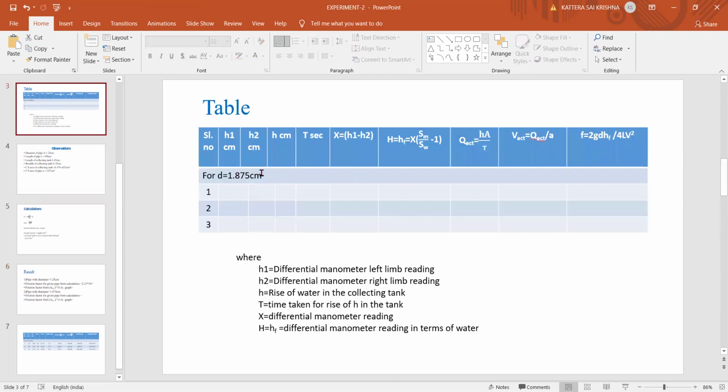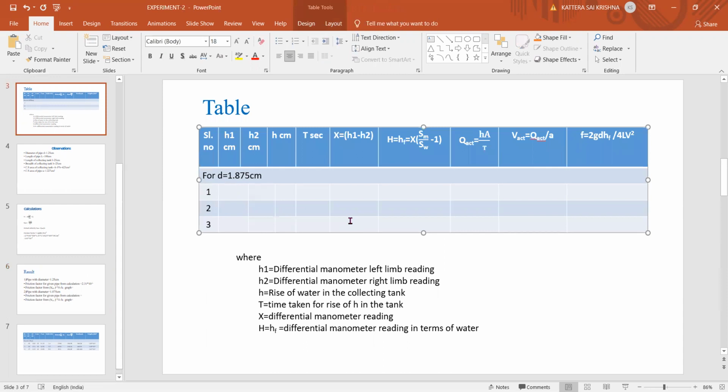Now calculate for the second pipe. So pipe diameter, I'm giving you 1.875 centimeter. Now take the first reading: 15, 13.9, 10 centimeters rise. Time taken is 15.97 seconds. Right? Please calculate these values. Please join immediately after this session ends. Yes, 5 minutes. I'll stop it. You need to calculate this. I'll ask.